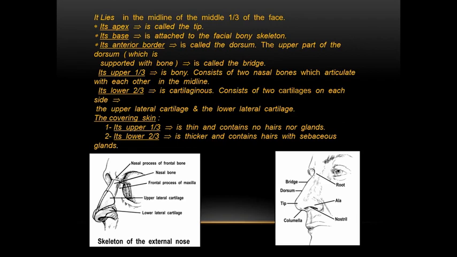The upper part of the dorsum, which is supported with bone, is called the bridge. Its upper third, which is bony, consists of two nasal bones, which articulate with each other in the midline. Its lower two-thirds is cartilaginous, consisting of two cartilages on each side, the upper lateral cartilage and the lower lateral cartilage. The covering skin in the upper third is thin and contains no hairs nor glands. Its lower two-thirds is thicker and contains hairs with sebaceous glands.